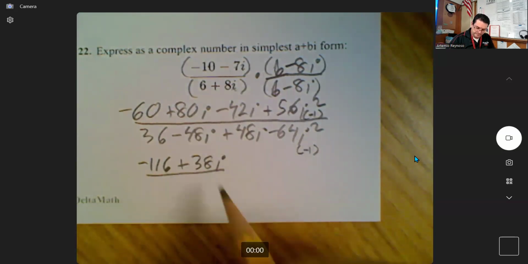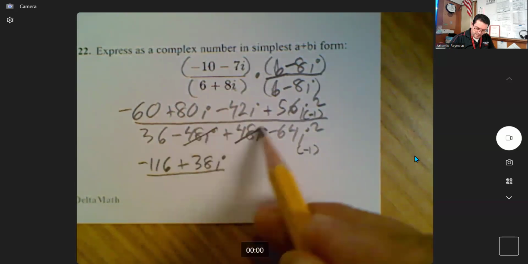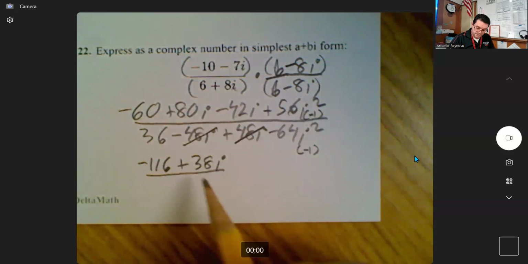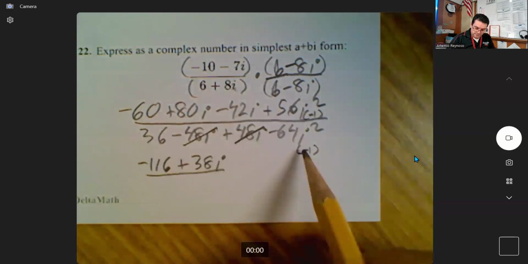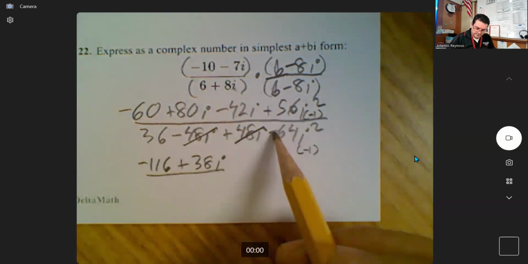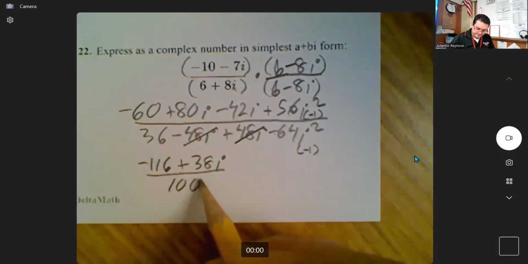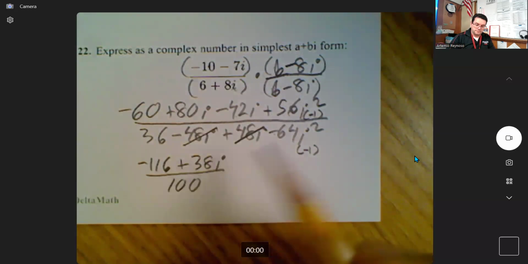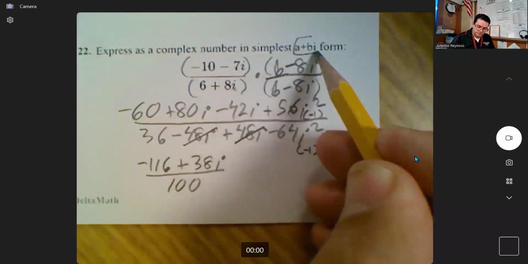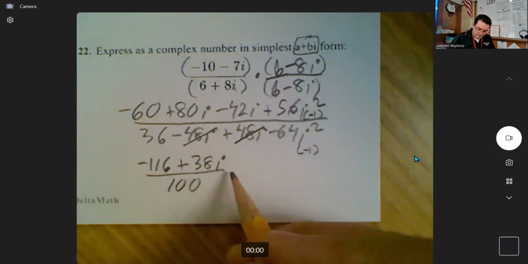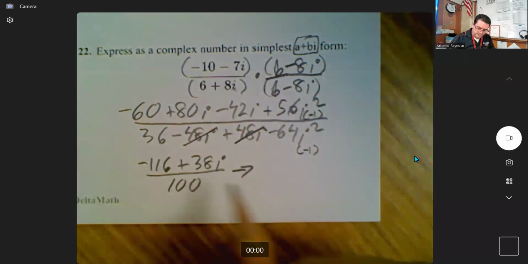All over, 48 cancel here in the middle, which is the intention of having the conjugate. So 36 plus 64, negative 1 times negative 64, that's 64 positive, plus 36, 100. This could be the answer, but they're asking us here in the instructions to leave it as a plus bi. So I will separate the 100.